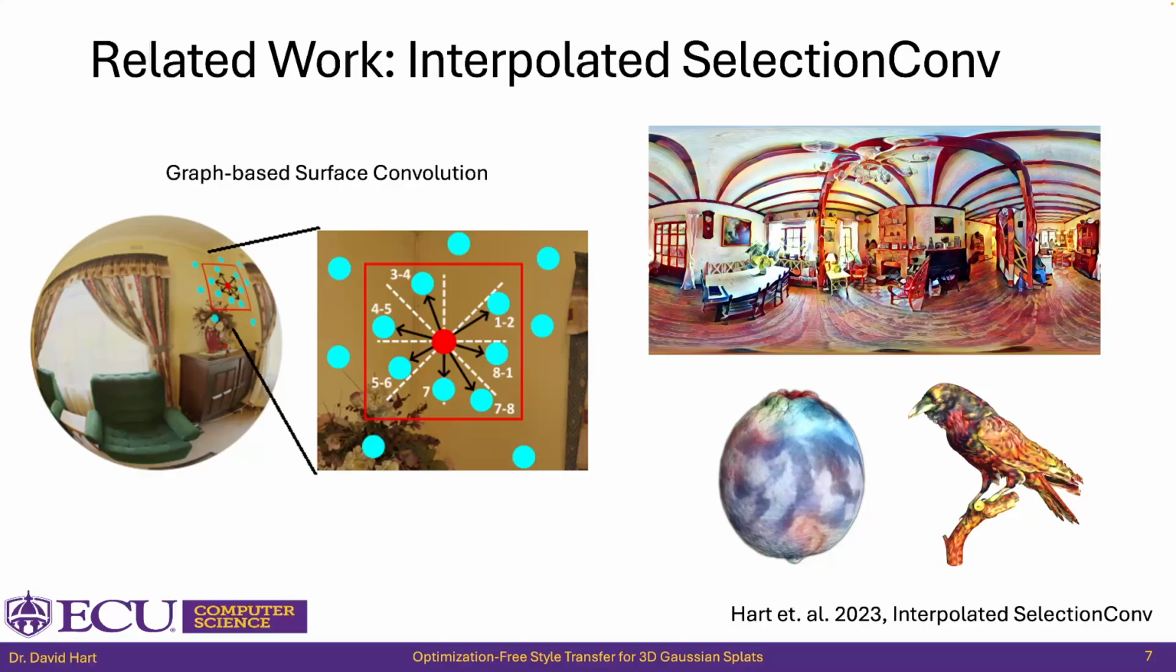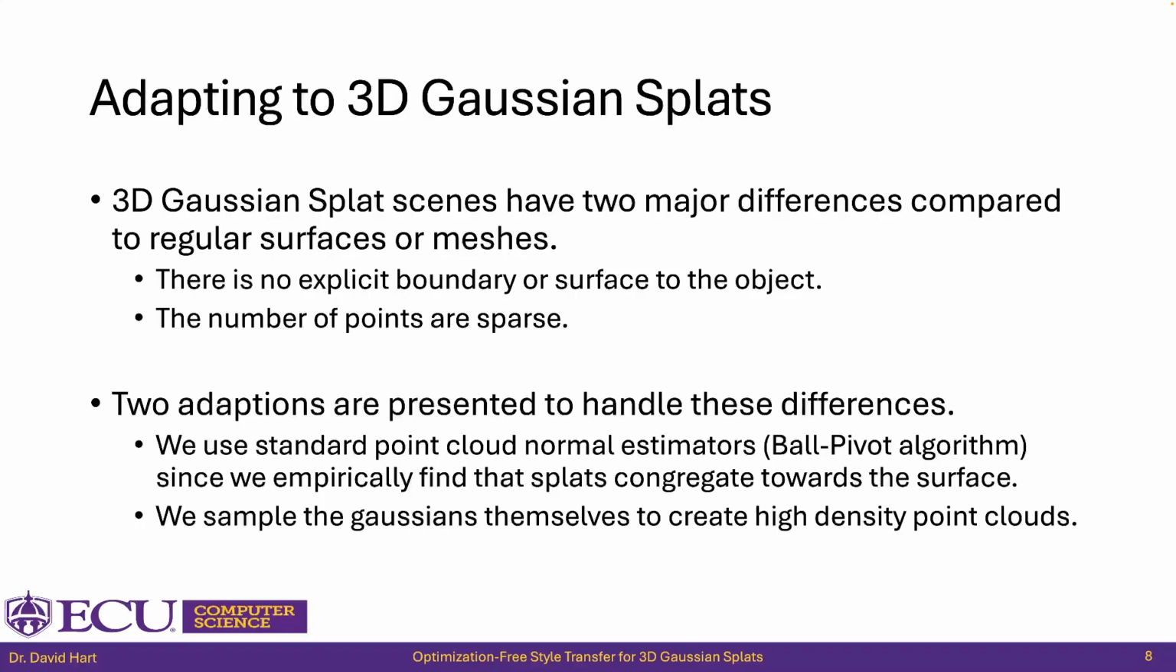Our method builds on our prior work called interpolated selection conv, which uses a surface-based graph convolution operator that approximates CNN style operations across the surface. We previously demonstrated that this works for 360-degree images and meshes. When adapting this to 3D Gaussian splats, there are 2 key differences.